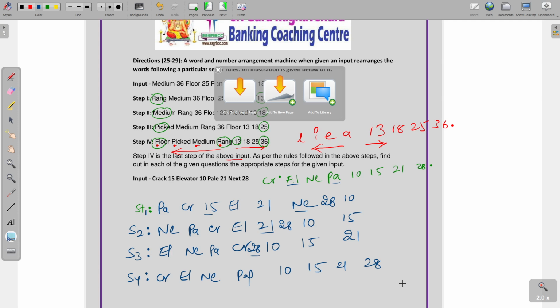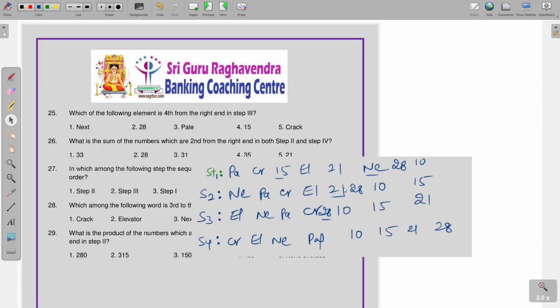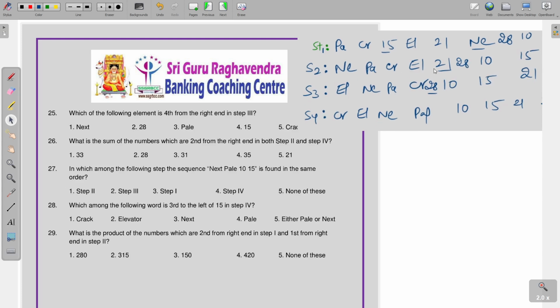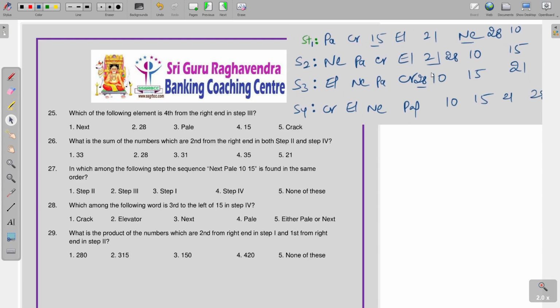So let us move on to the questions. See the first one, question number 25. Which of the following elements is fourth to the right of step 3? Fourth to the right, 1, 2, 3, 4. 28 is the fourth from right. And next, what is the sum of numbers which are second from right of both second and fourth step? So 10 plus, in step 4 we have 21. Okay, 10 plus 21, that is 31.